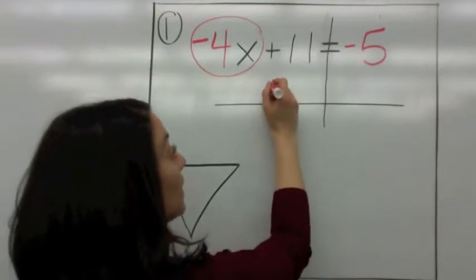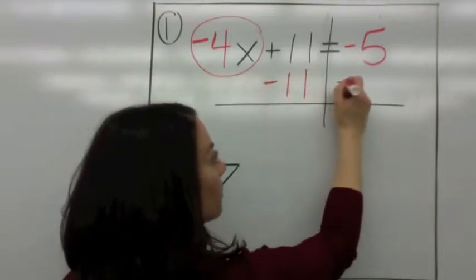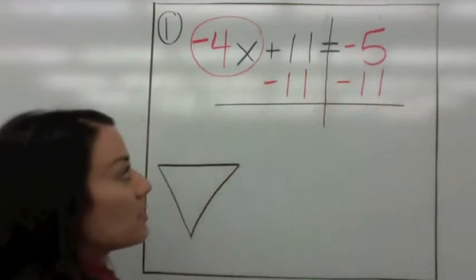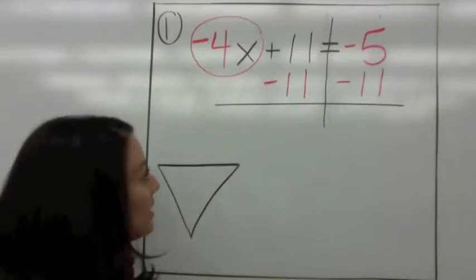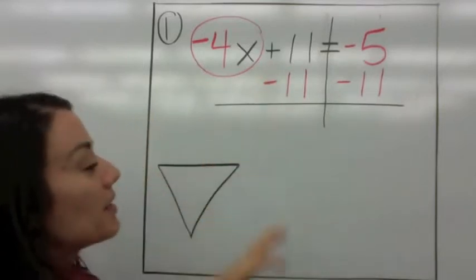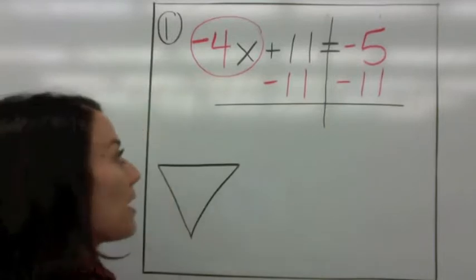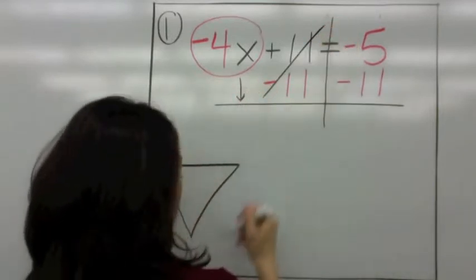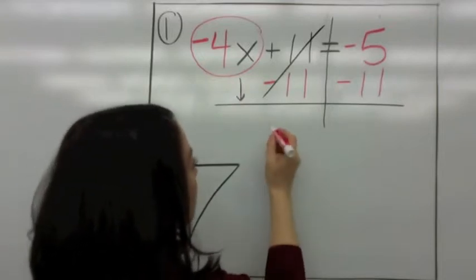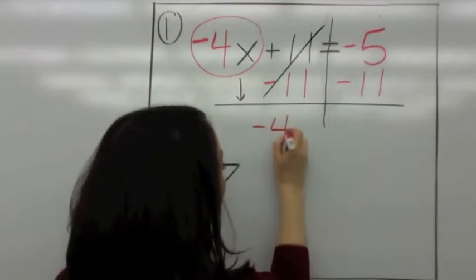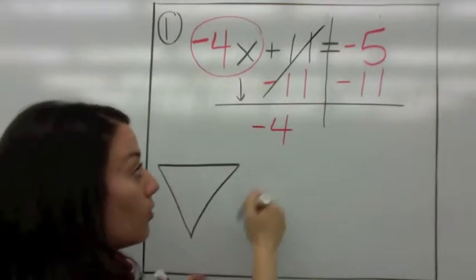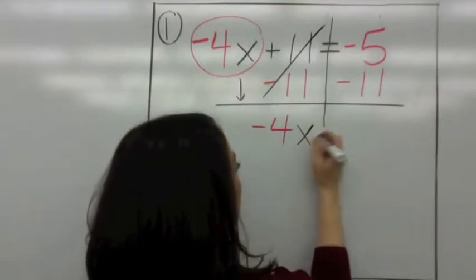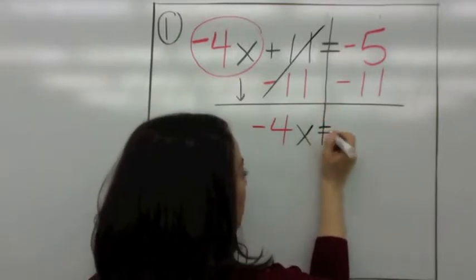It is negative 11. So I say subtract 11 from both sides. Now we'll do the operations. A positive 11 and a negative 11 make 0. Okay? Bring down negative 4x. Negative 4 is the coefficient. X is the variable. They're touching because they're married.